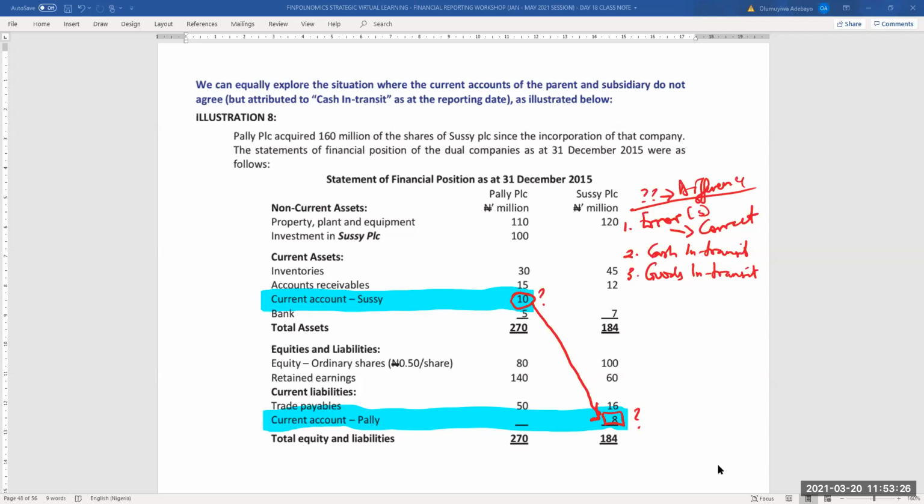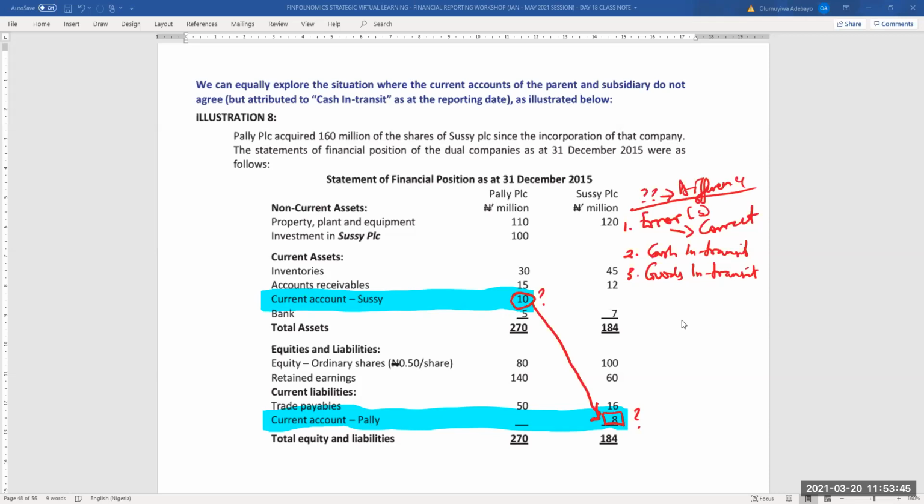The same also goes for goods in transit. If the subsidiary has recorded in his own books that he has sent some goods to the parent, and in his books it has left his inventory, while the parent has not yet received it and has not recorded it in his own books, that's goods in transit.